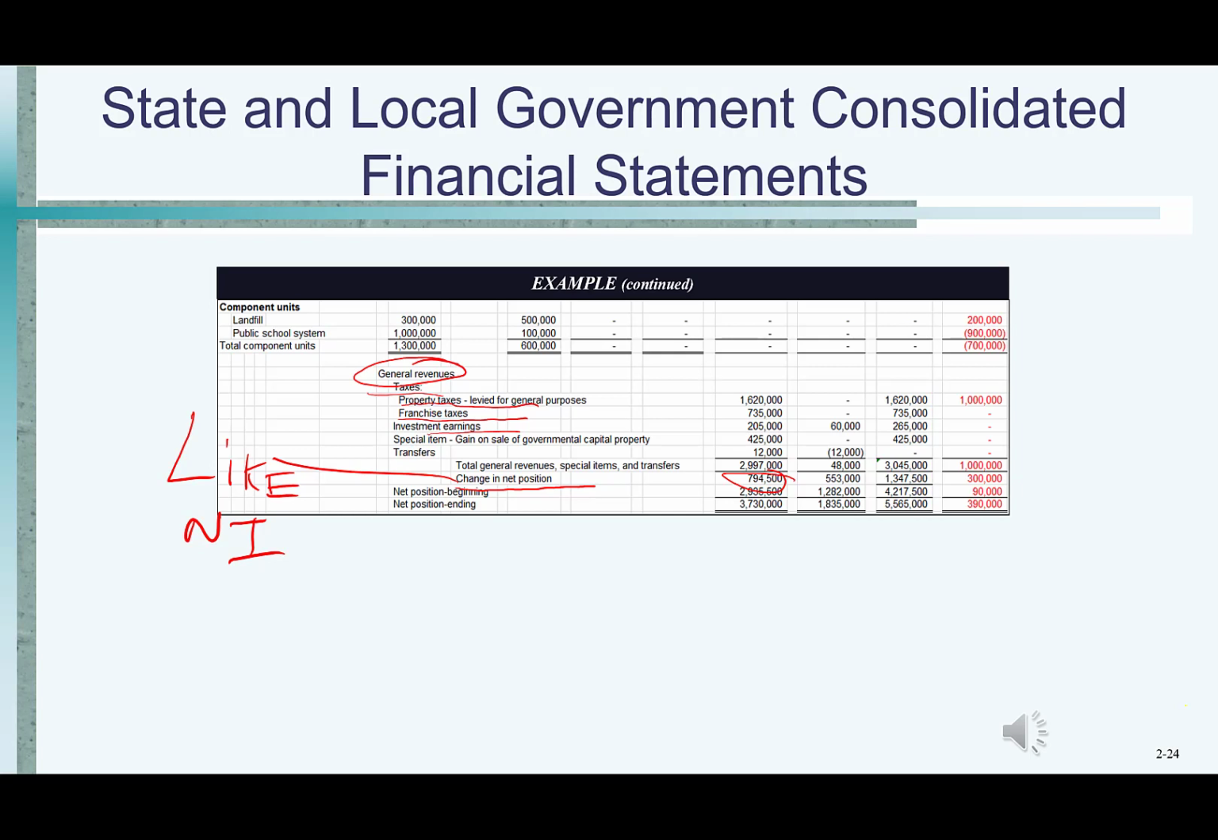And so this government had a little bit of money left over. We call that change in net position. Just like we could call net income change in retained earnings if we got rid of dividends, right? But we have dividends, so we don't call our net income that, and we have different objectives in commercial accounting. But here we call our net income change in net position. So this government had a little money left over, right?